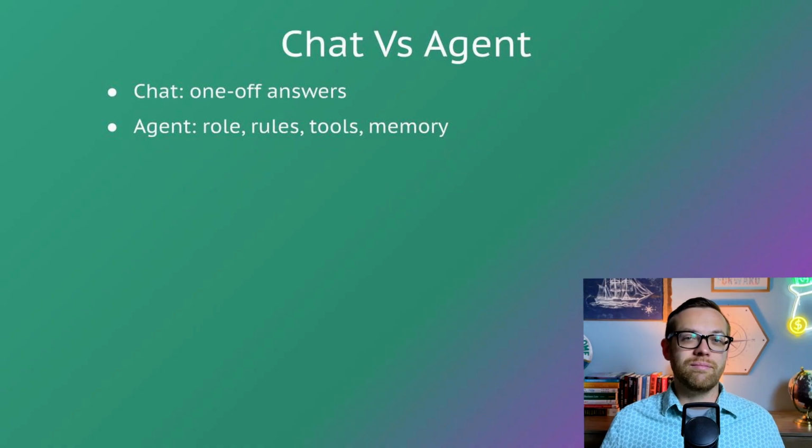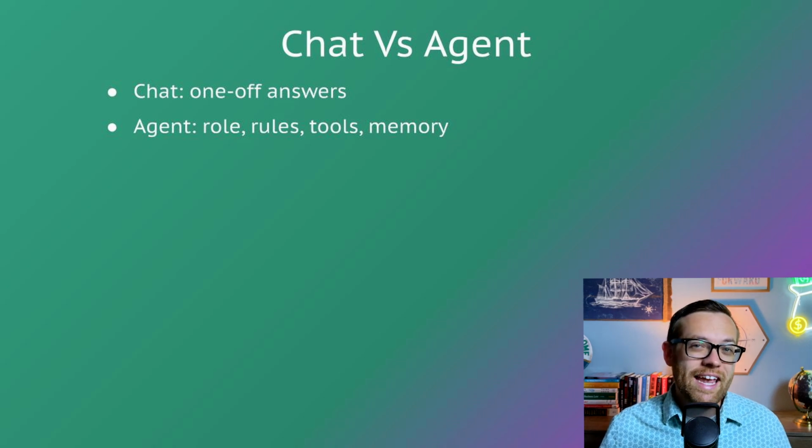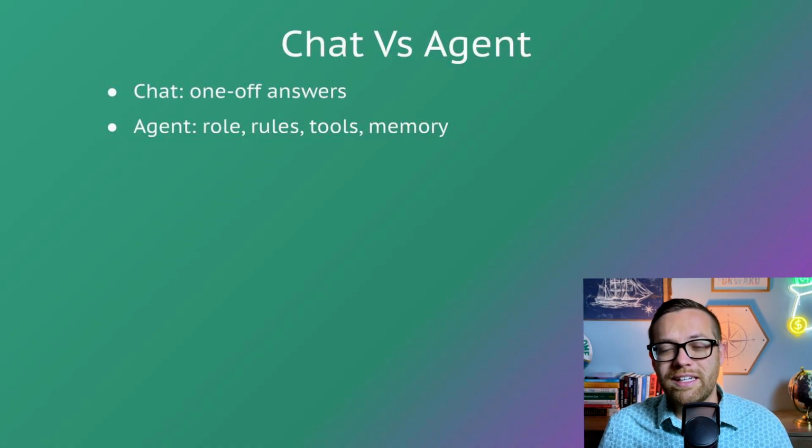Chat mode is like asking an intern for one slide. Maybe they'll get it right. Maybe they'll go rogue and use Comic Sans. Who knows? An agent is a role with rules and responsibilities. It has structure. It has memory. It can take action, and it behaves consistently across different inputs. This is what allows us to build true finance automation.